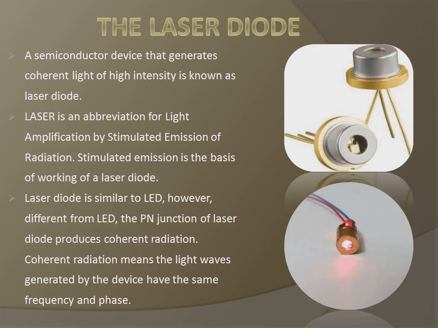Laser is an acronym of light amplification by stimulated emission of radiation, and we know that stimulated emission is the basic working principle of this laser diode. The purpose of using a laser diode over common LEDs is its high intensity. Next, due to the coherence of this laser diode, we can replace LEDs. Coherence means the light waves generated by this laser diode have the same frequency and phase. So this is the advantage of using this laser diode.